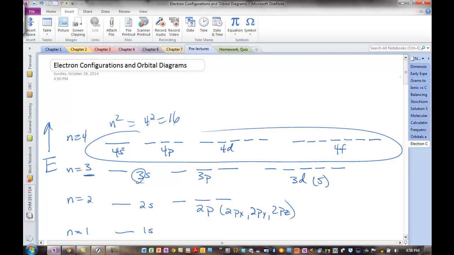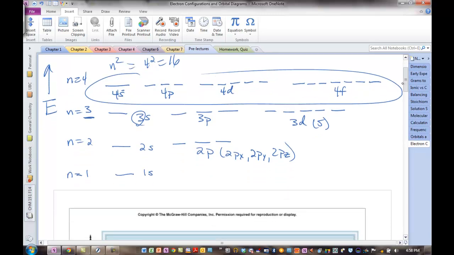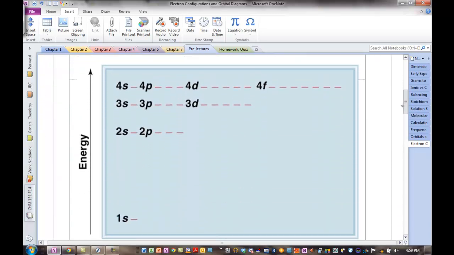Now, let me scroll down here a little bit. I have some slides from our notes. This is kind of what we just did. Now, the one thing I didn't show in my diagram is that the delta E between 1 and 2 is the largest of any of these. And then as we go higher up, the energy levels or shells get closer and closer together in energy. So this is the largest delta here. This delta E is going to be smaller. And this delta E is going to be even smaller, and so on. They get closer and closer together.